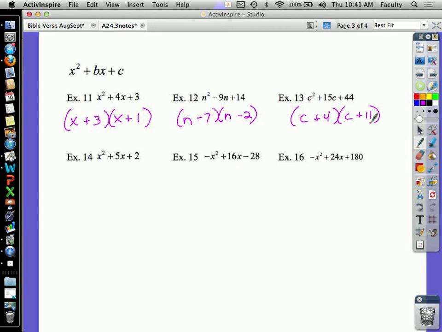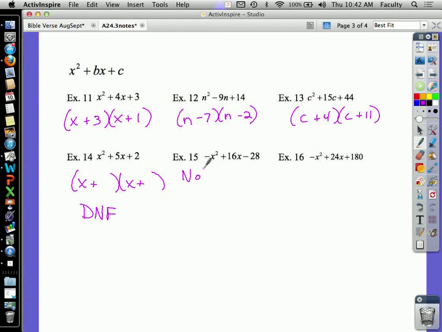All right, example 14. X squared plus 5x plus 2. Okay, well there's a problem here, right? Because the only two numbers that multiply to 2 are 2 and 1, and there's no way they're going to add to 5. So what should we write down? Does not factor. D and F. Okay? So don't forget about that.